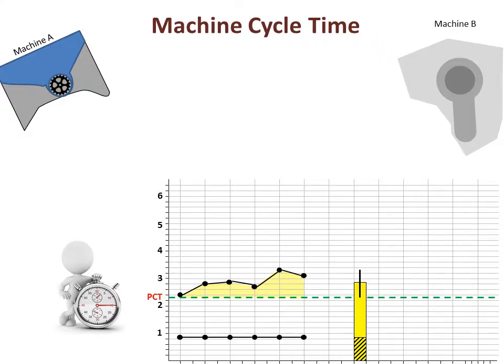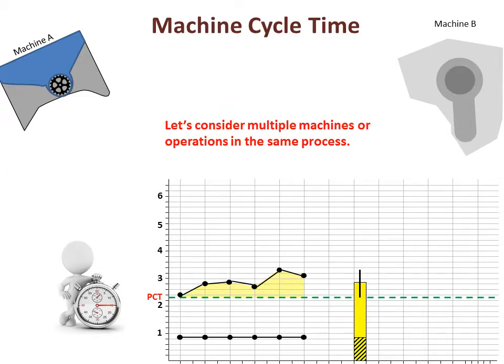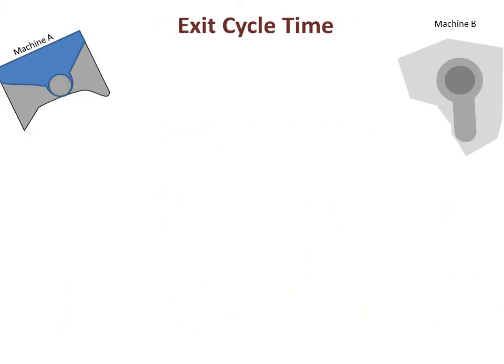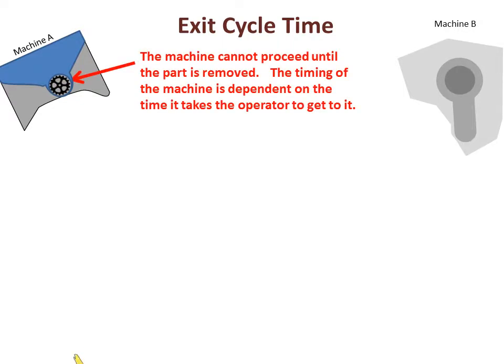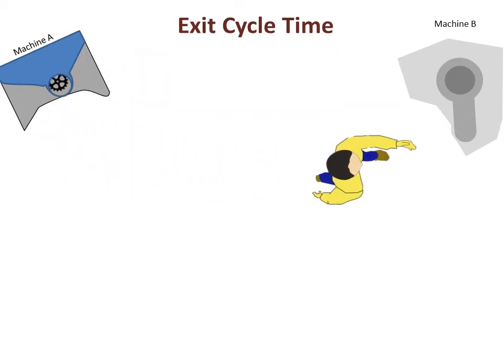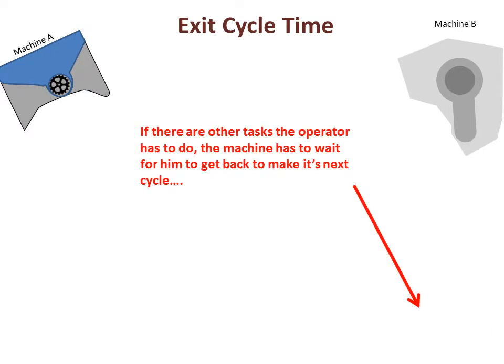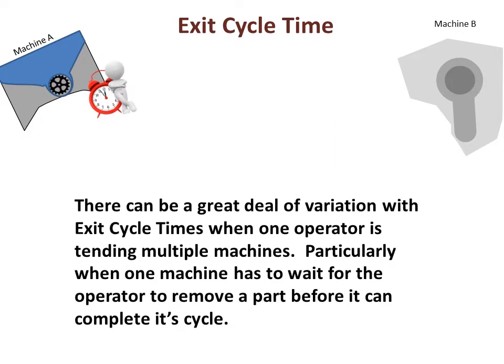We have seen that things happening within machines or operations can cause a difference between machine and exit cycle times. Now let's see why we need to consider the effect that the interactions of operators with multiple machines or operations can result in considerable variation as well. Here we see that machine A cannot proceed until the operator removes the part from the exit point. He must remove the part and physically carry it over and load it into machine B. Then he has to go to another location to perform a task before he can return to machine A for the next part. That next part may end up periodically waiting quite a while for the operator to return.